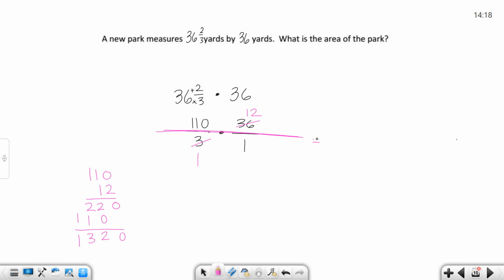So my answer would be 1,320 square yards, and that would be your answer. Okay, so let's look at the next one.